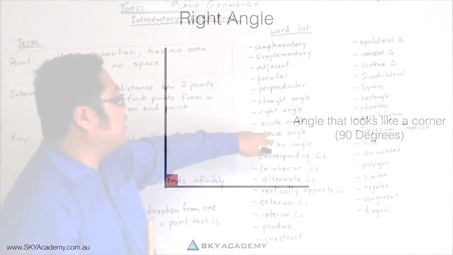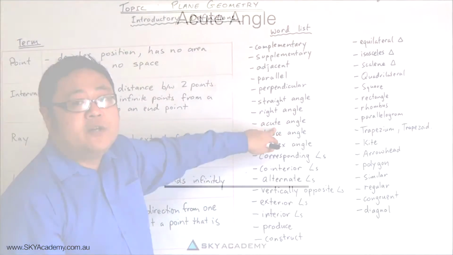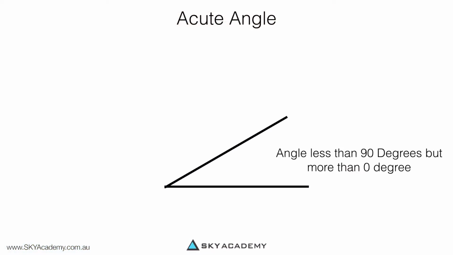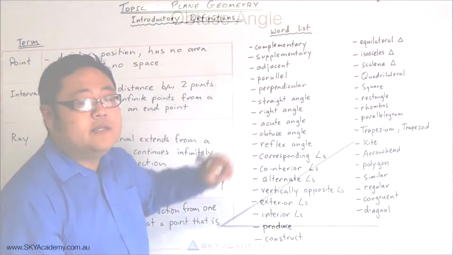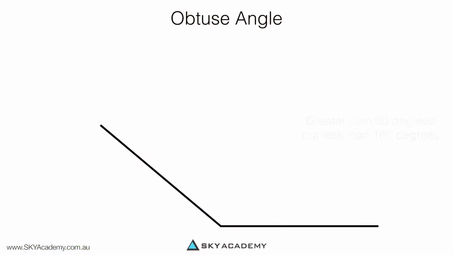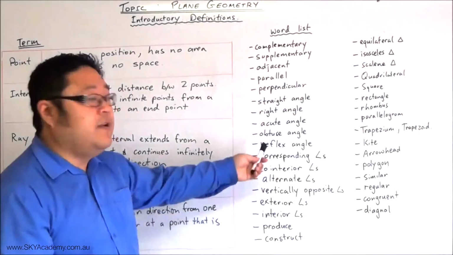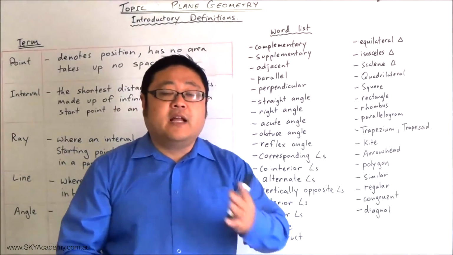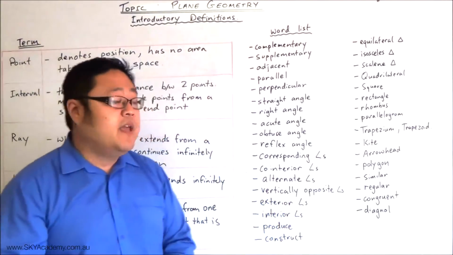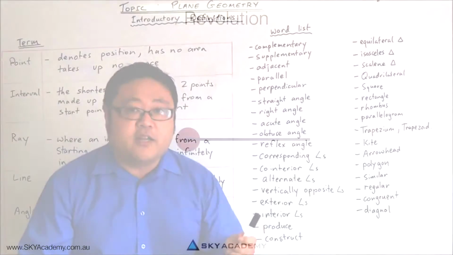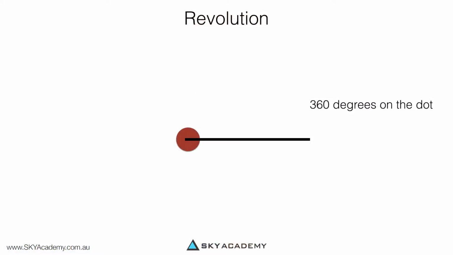Okay, an acute angle is less than 90 degrees, bigger than 0. An obtuse angle is bigger than 90 degrees, less than 180. A reflex angle is bigger than 180, less than 360, right? 360 degrees on the dot is called a revolution.